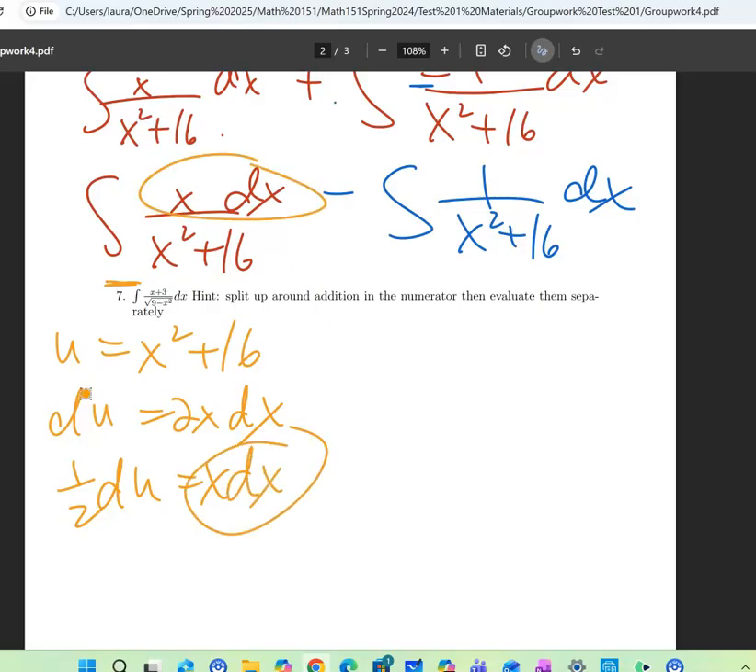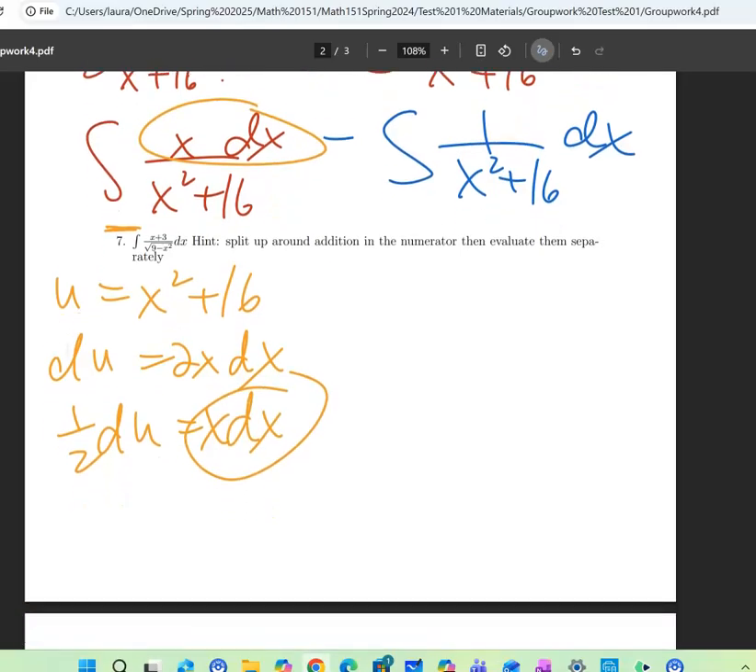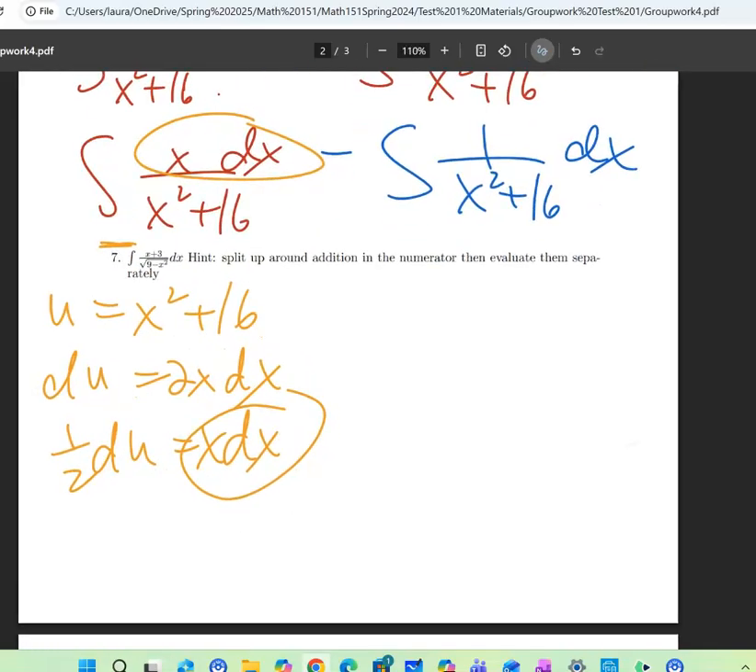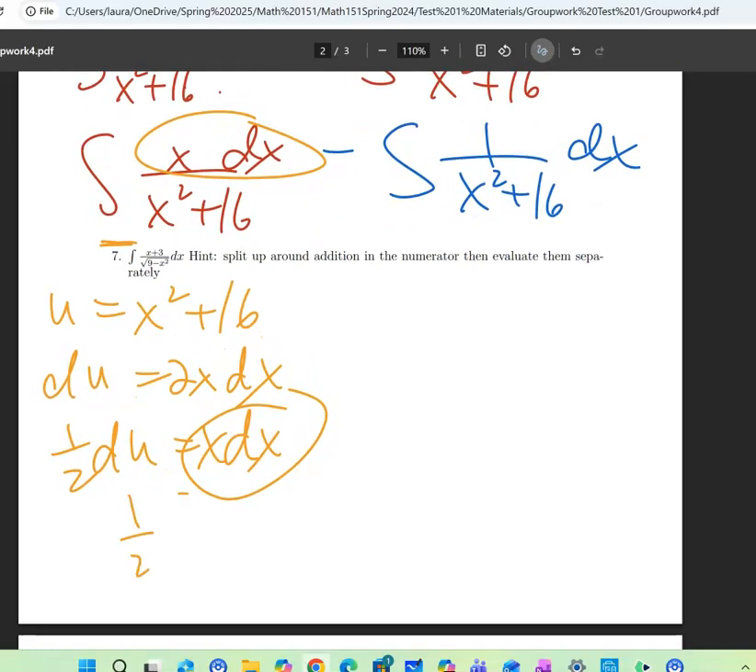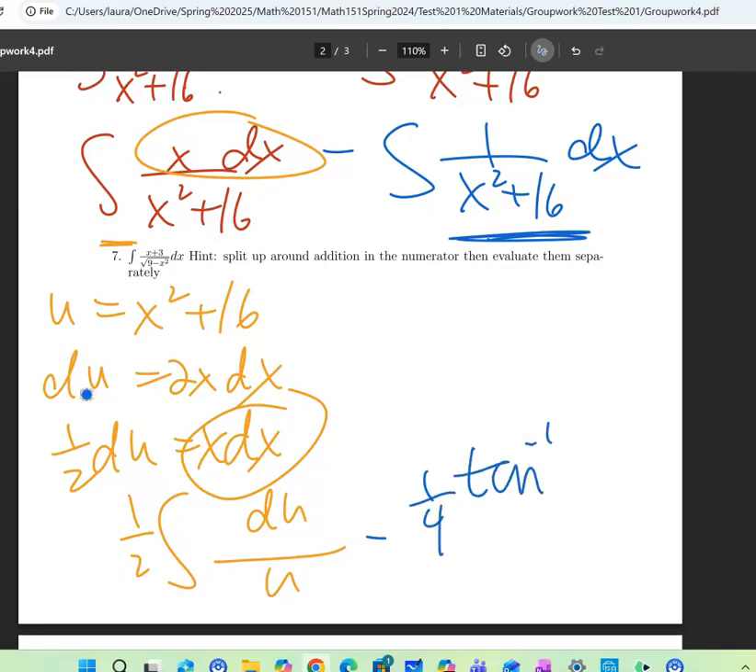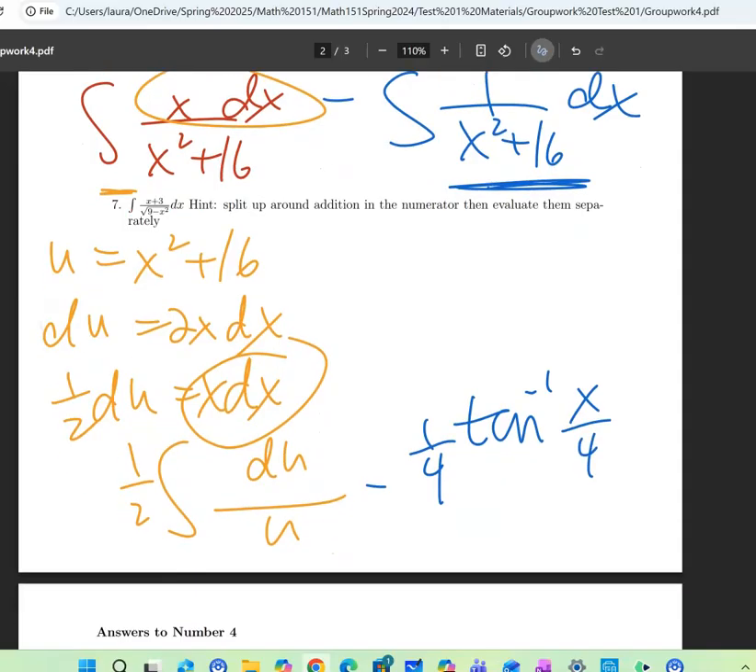Oh, will you look at that? X dx is the numerator. Oops. So then I would have 1/2 du over u. Okay, so that's this problem. And so let me go over to this one. Hey, you recognize this. Isn't that arctangent? So this gives me a minus 1/4 arctangent of x over 4.